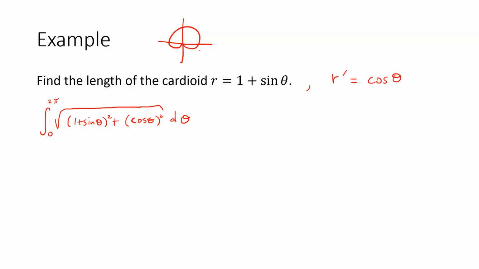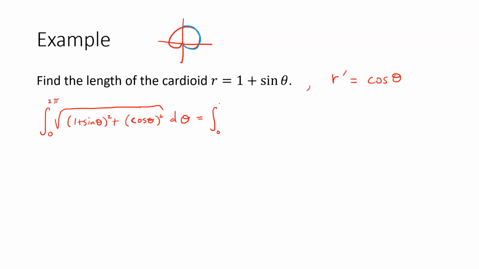You might also notice that there is some symmetry you could exploit, noticing that it's symmetric here with respect to the y-axis. So I can integrate, for instance, from negative pi over 2 to positive pi over 2, and then multiply it by 2 to get the whole length. But here, let's work it out this way.